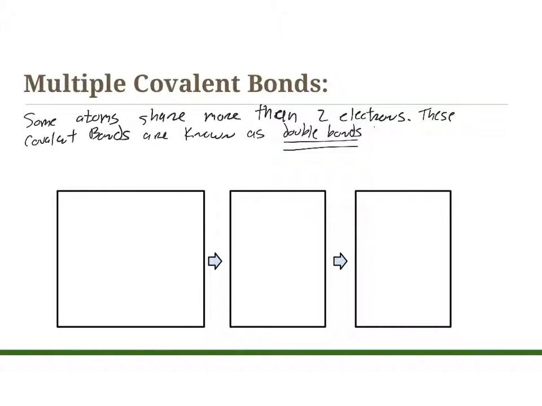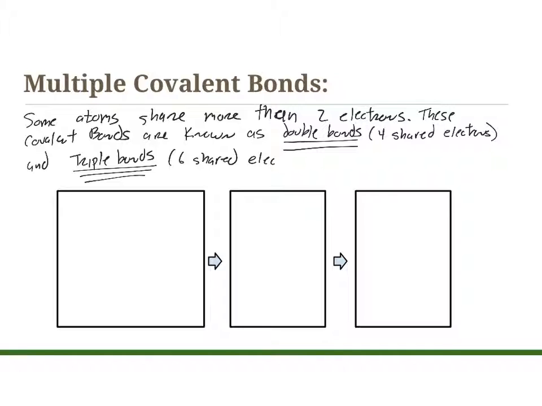Which really would indicate that there are four shared electrons. And they're also known as triple bonds, in which case you would have 6 shared electrons. So let's do an example associated with that.